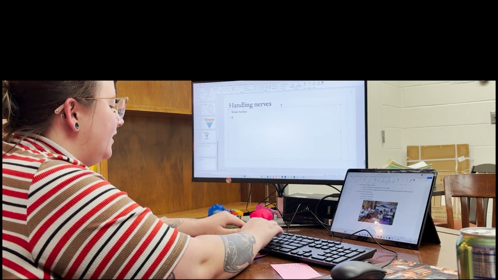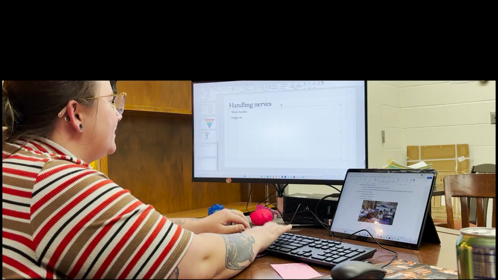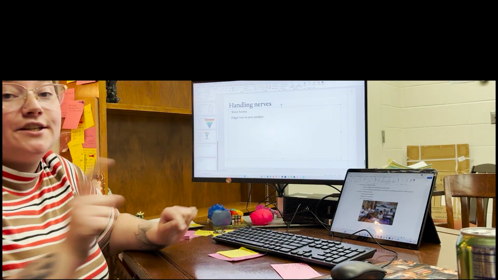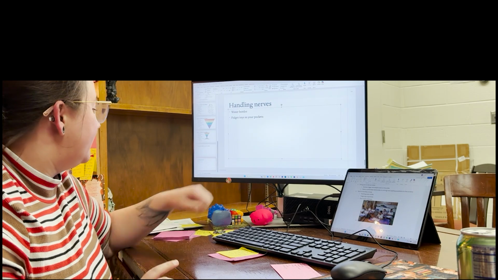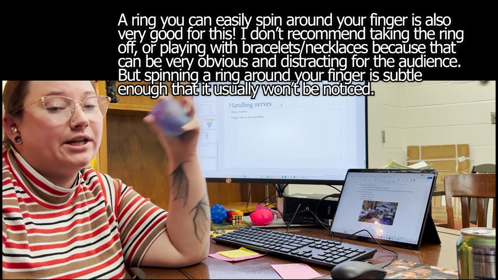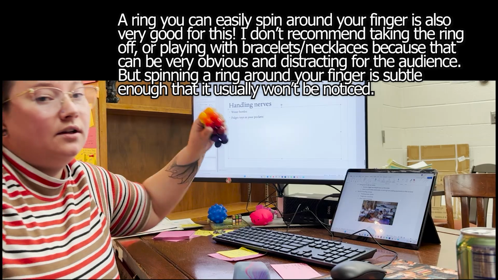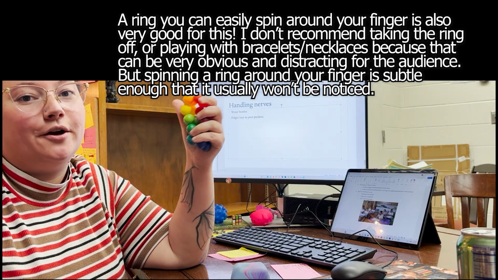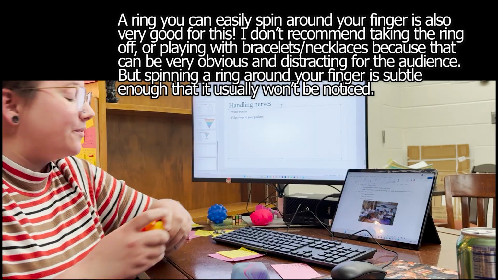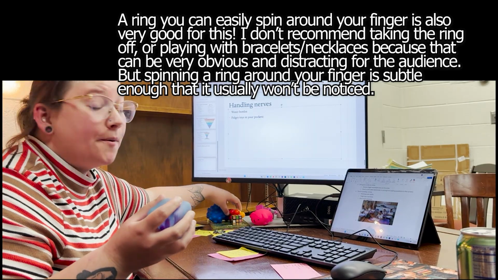Next, fidget toys in your pockets. This one we need to be careful with. Number one, it needs to be a fidget toy that doesn't make a sound. If it makes a sound, if I'm busy clacking during my own presentation, that's going to be very distracting. So we have to make sure it's one that doesn't make a sound.